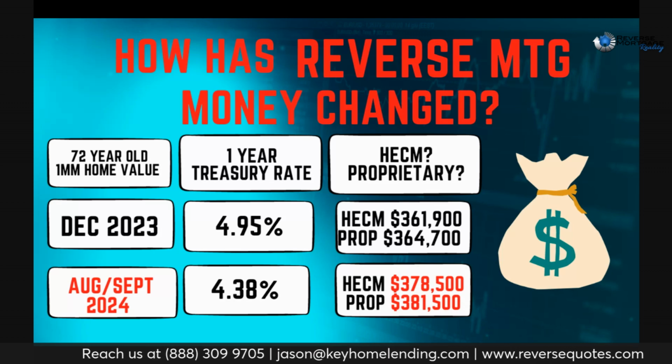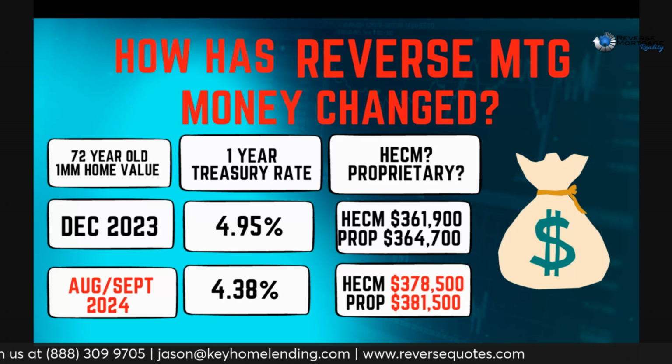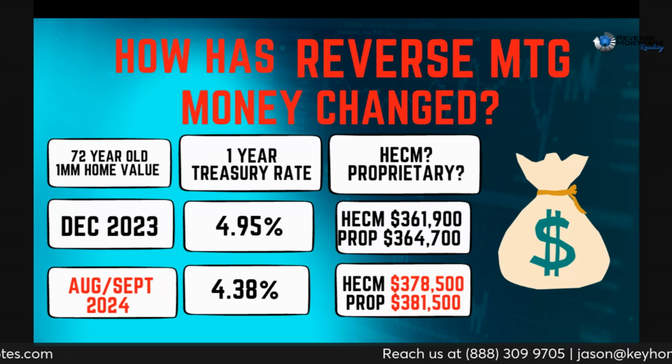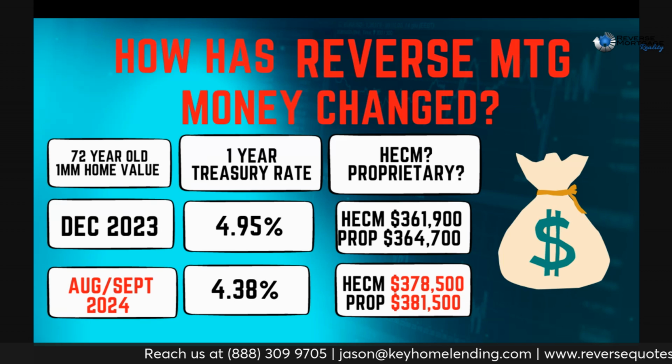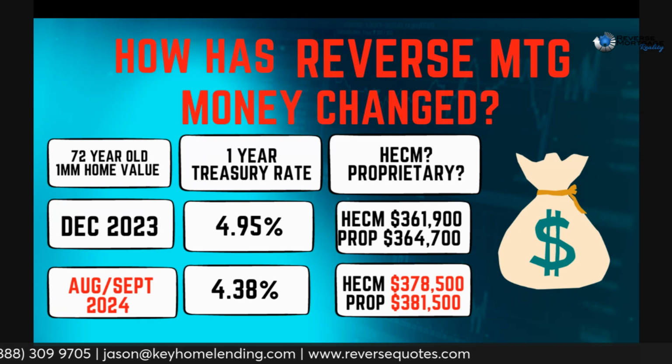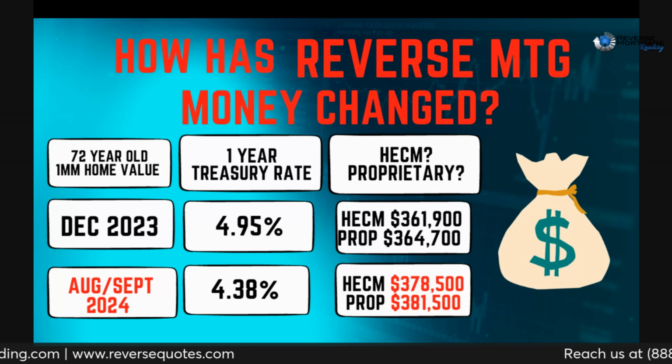So HECM on a $1 million home value, 362, well, 361.9, whatever, it's pretty close, back in December. Now we went up almost $17,000. Pretty okay, right? A few percent. So 378.5. Proprietary, same thing. It was returning 364.7. Now it's returning 381.5. Pretty okay, right? Not bad. We are going in the right direction.